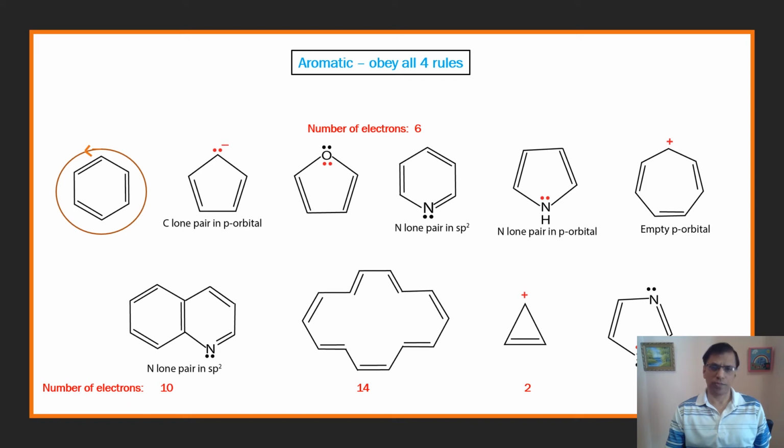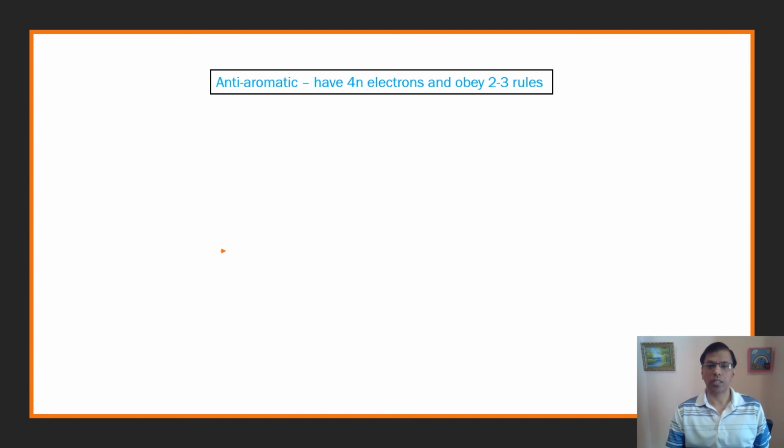Now that we have covered several different examples of aromatic compounds and ions, we'll move on to antiaromatic compounds. So, what are antiaromatic compounds? Any molecule that has 4n number of electrons that are delocalized and that obey only 2 or 3 of the rules are antiaromatic.